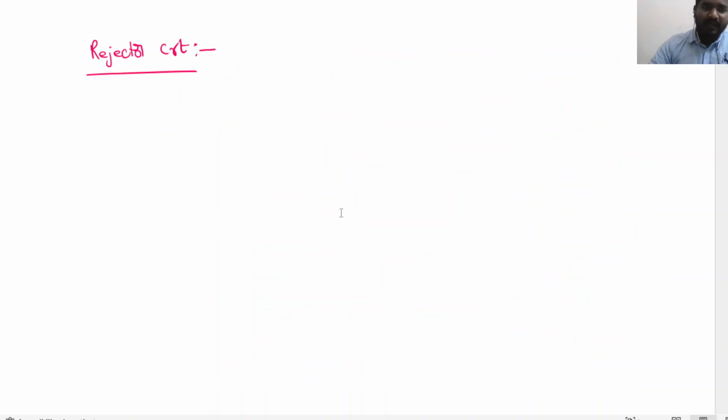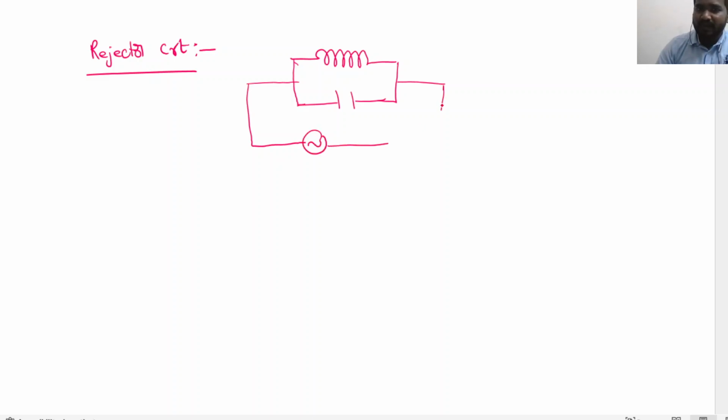Next concept, a rejector circuit. Rejector circuit in the sense, if you take one inductor and one capacitor and connect them in parallel to each other, here I have taken an ideal inductor, though a non-ideal inductor is also accepted. Like this, you connect them to one alternating source, with inductance L and capacitance C. The EMF is E equal to E naught sin omega t.